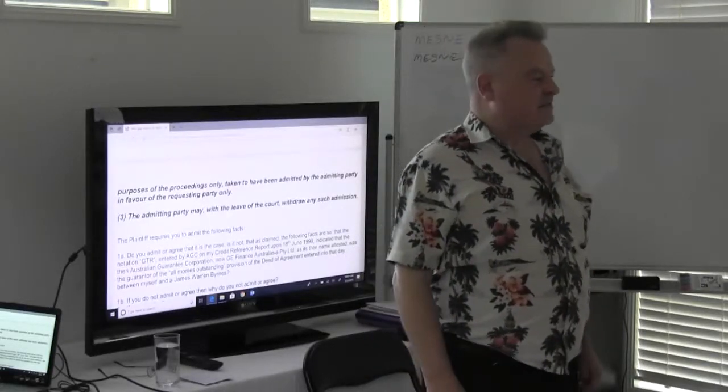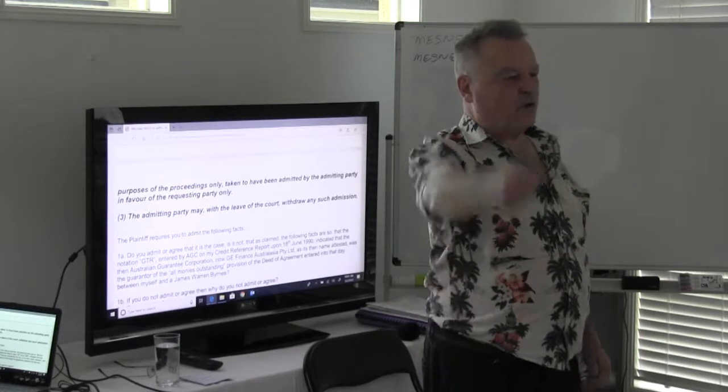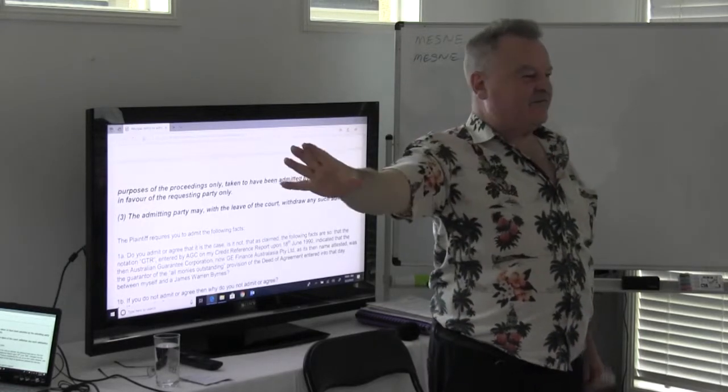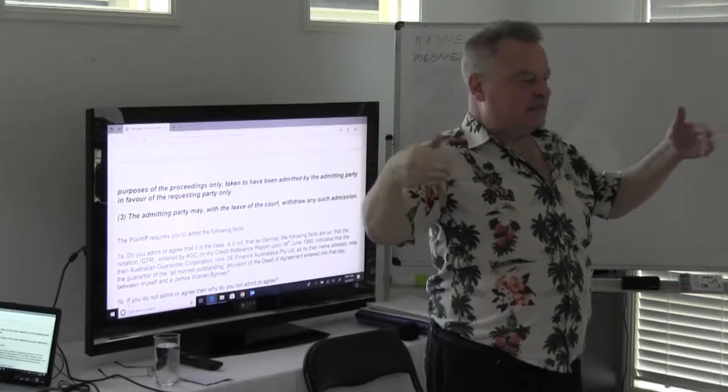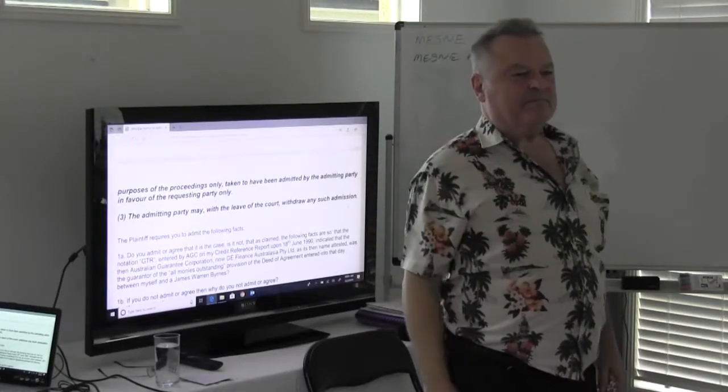Let the documents do the talking. It's all written in there. You don't have to remember anything. You've got plenty of time to prepare your documents and just hand them up.